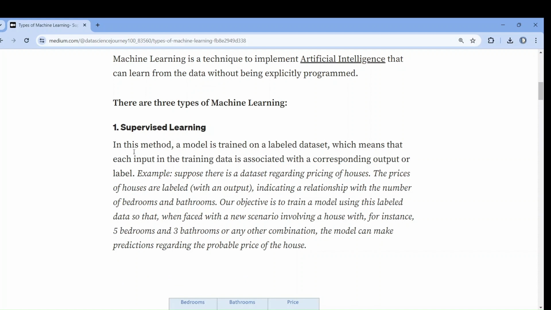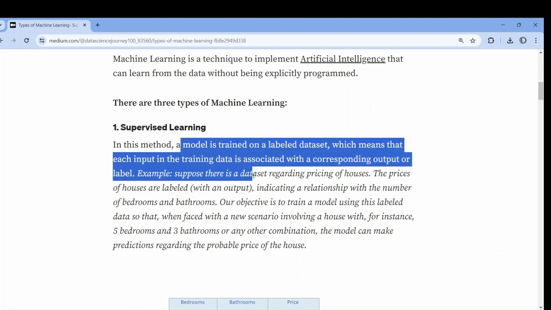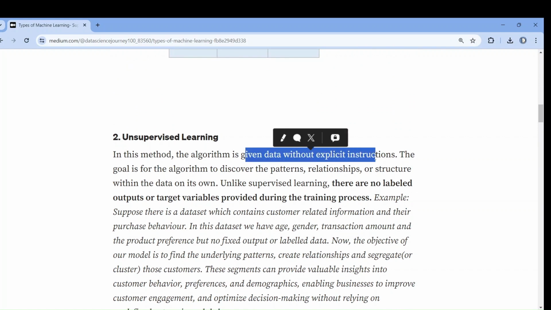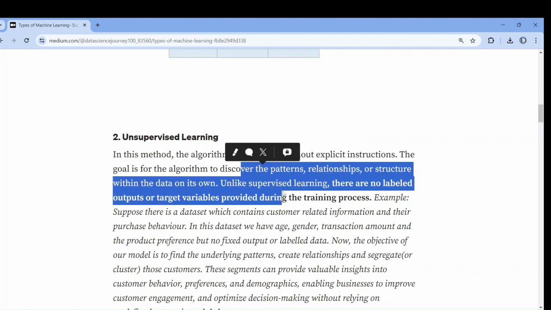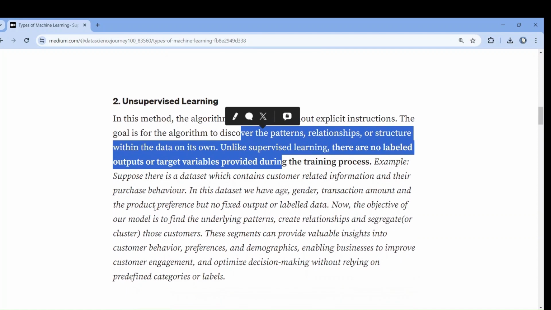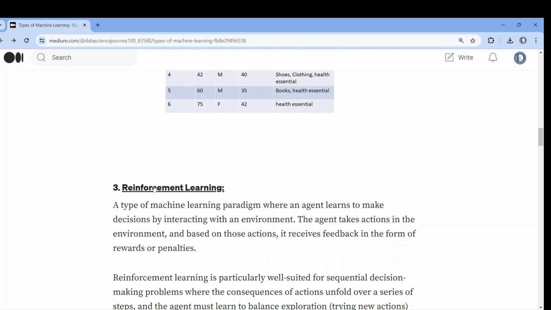See, you can read the definition here. In supervised learning, a model is trained on a labeled dataset, which means each input in the training is associated with a corresponding output. That's what we have just read. In unsupervised learning, the data doesn't have explicit instructions. The goal is to find the pattern, relationship, and structure within the data on its own. Unlike supervised learning, there are no labeled outputs or target variables provided. Clear? Now next is reinforcement learning.